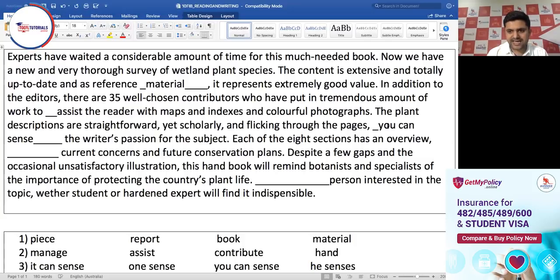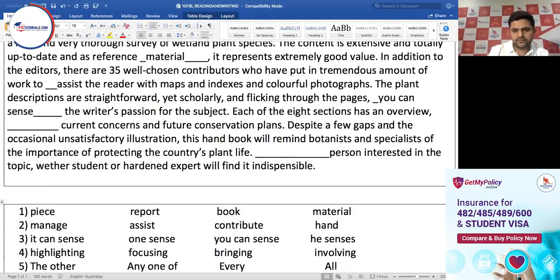Each of the 8 sections has an overview, dash current concerns and future conservation plans. Again, the answer is highlighting the current concerns and future conservation plans, because the other words here again do not create any meaning. Highlighting the current concerns or focus.